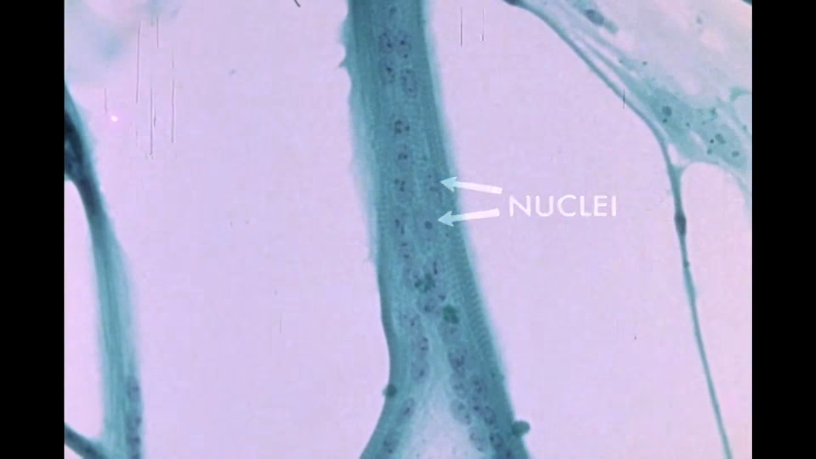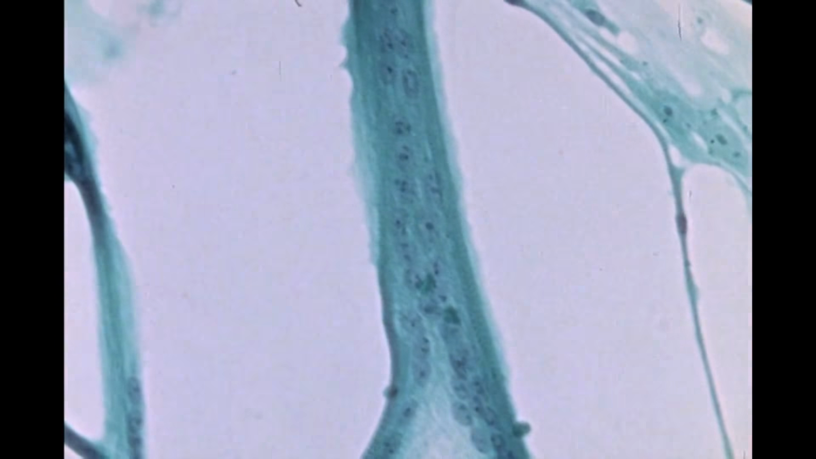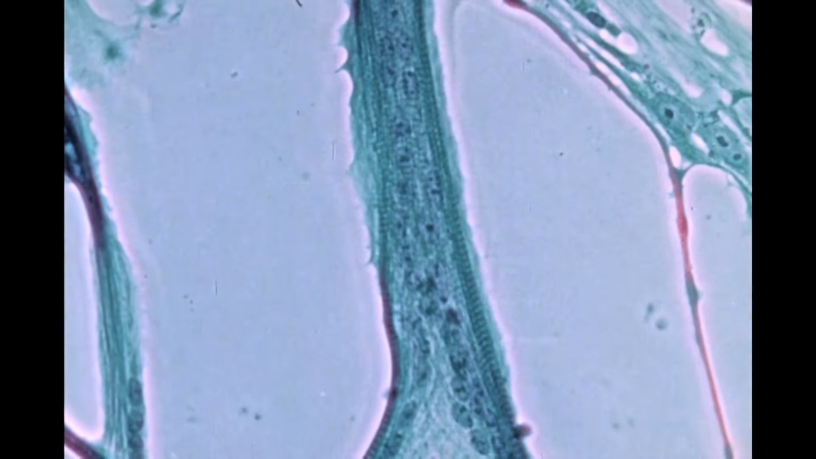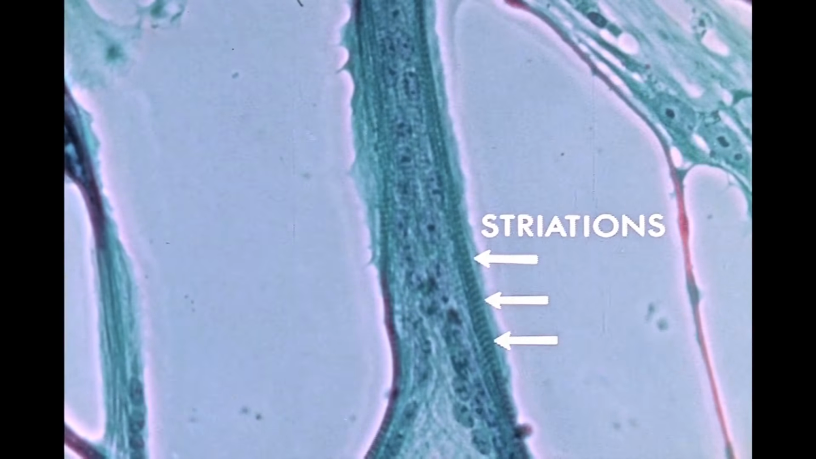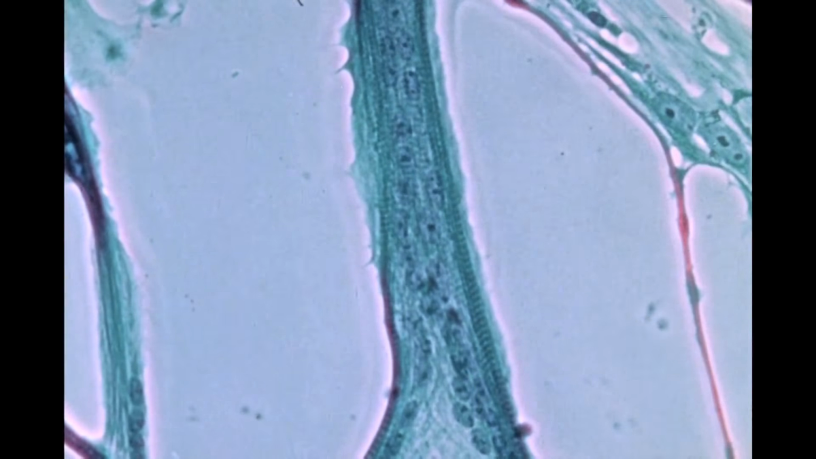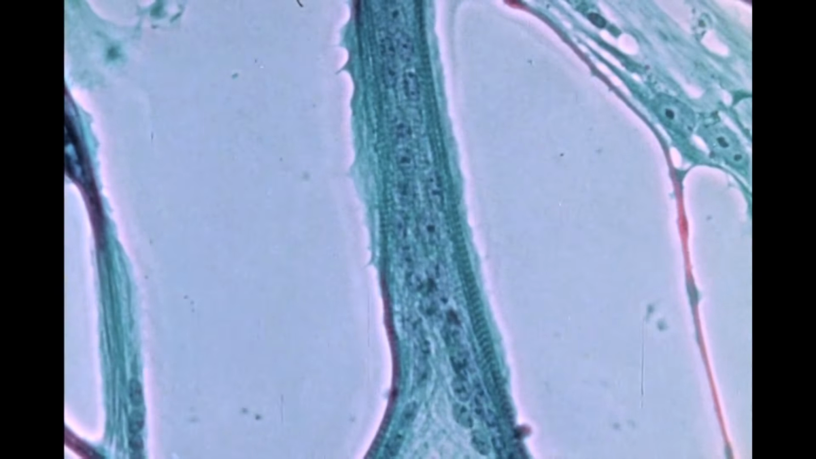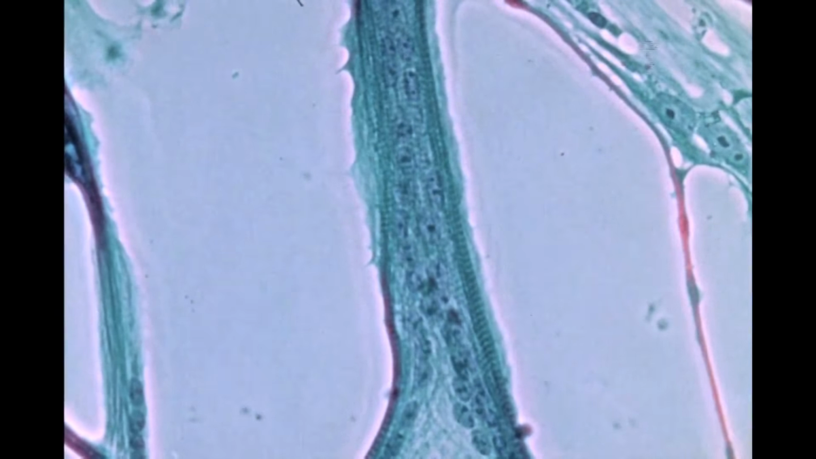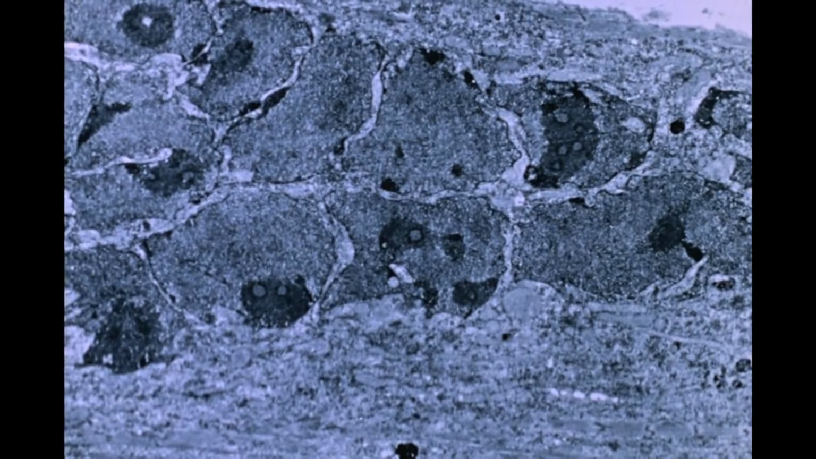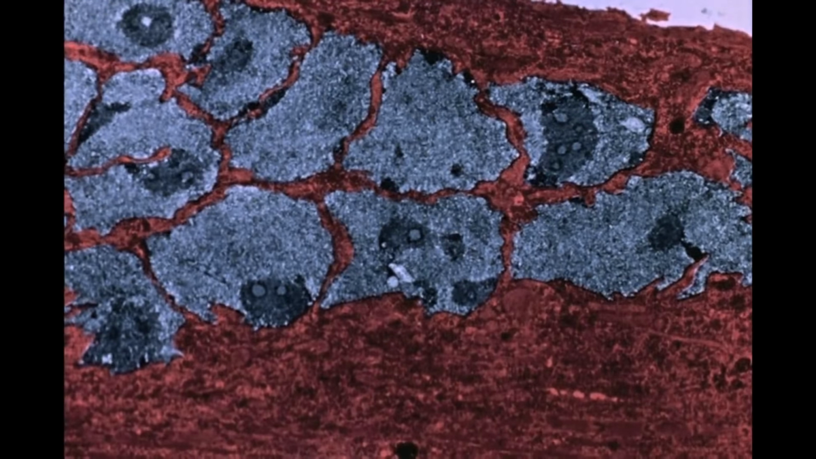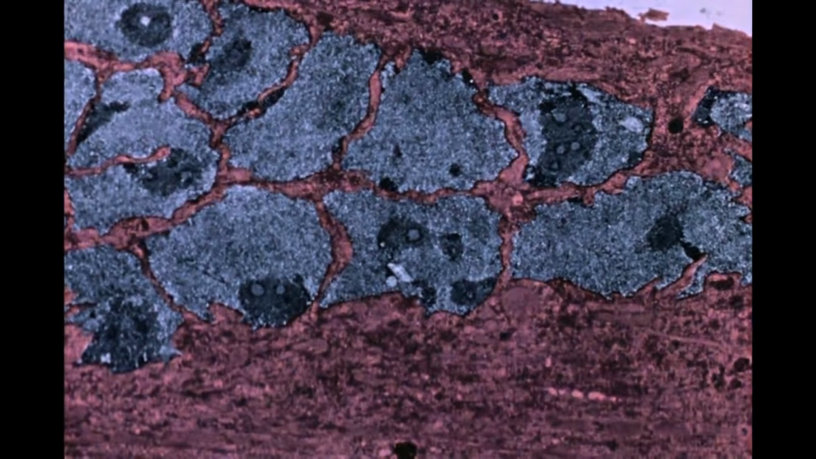Clusters of nuclei within a common cytoplasm show that fusion has occurred. In stained preparations, cross-striations tell us that these multinucleated fibers are genuine muscle cells. A closer look with the electron microscope reveals that the cytoplasm is continuous around and between the nuclei in such clusters.